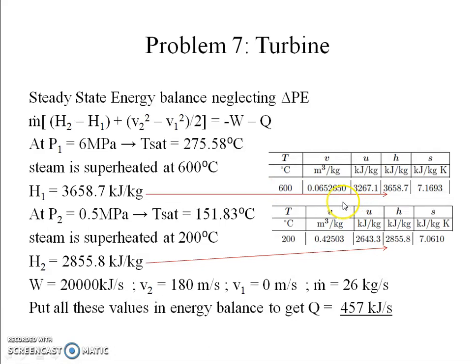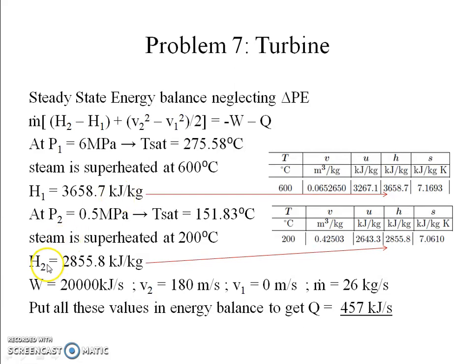So let's go to superheated steam table corresponding to 6 megapascal, and then from the table you locate the temperature 600 degrees centigrade, and then from there you read the enthalpy of that steam. So it comes out to be 3658.7 kilojoules per kg. Okay, so now we have calculated what is H1.